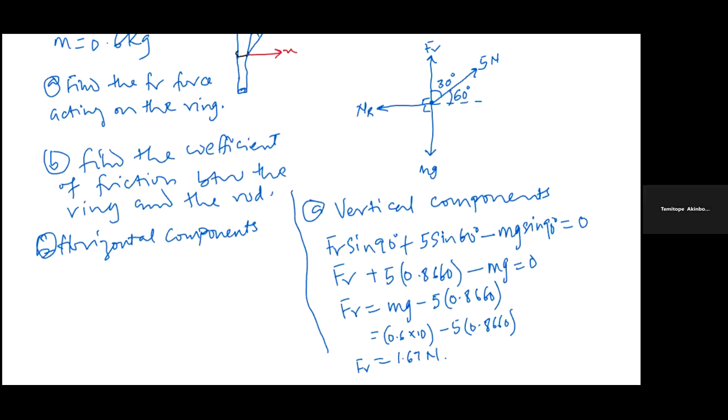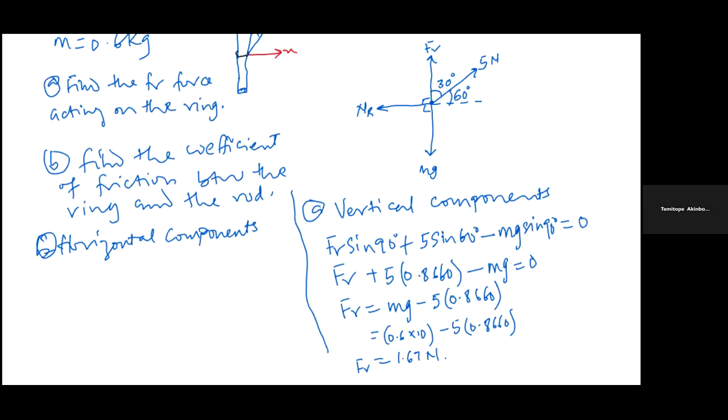Do you understand that? Yes, sir. That's what I meant while I was doing A. So let's resolve horizontally now. If you want to take mg and FR into consideration while you are taking the horizontal component, no problem. It will still go to 0. But me, I like putting it there so that by the time you are revisiting your notes, you know why they are not there in the next line.